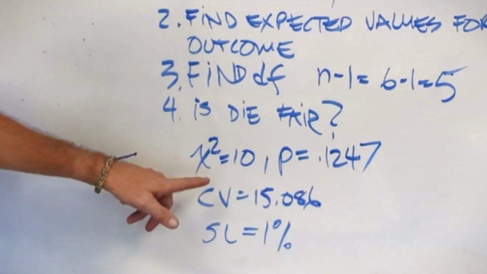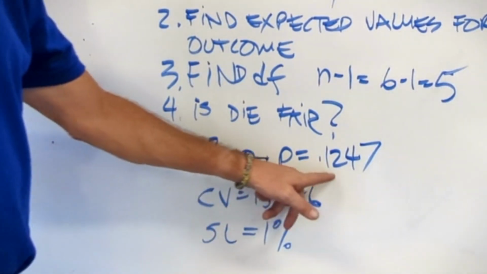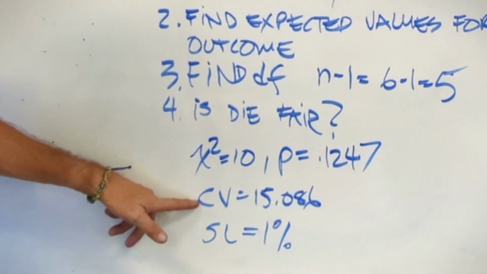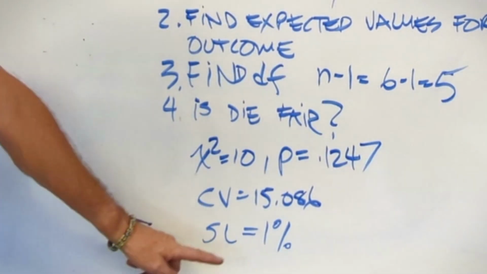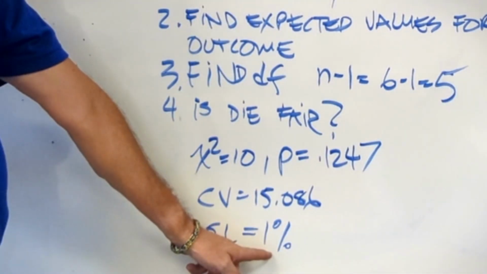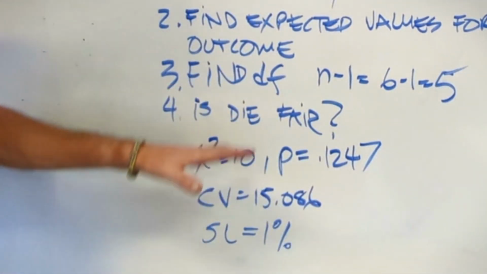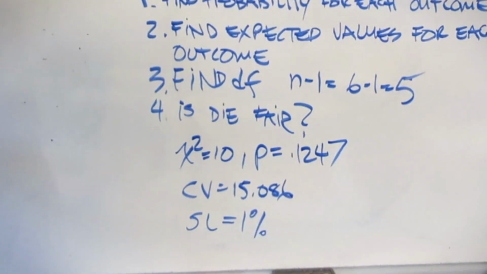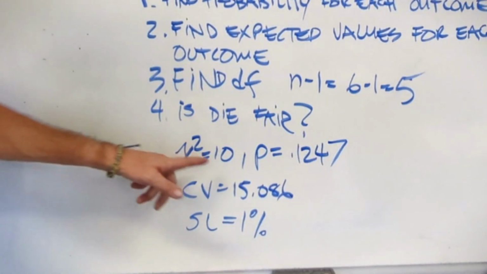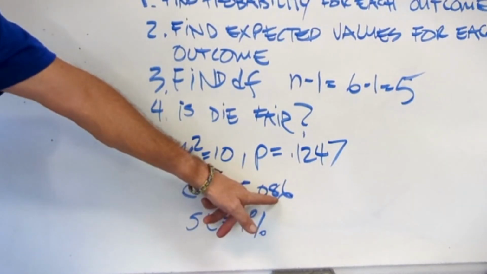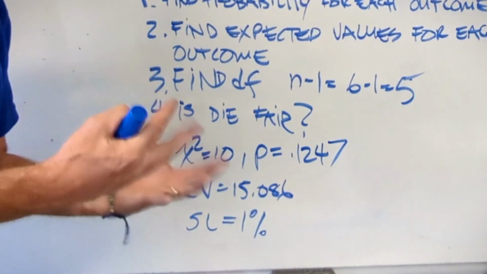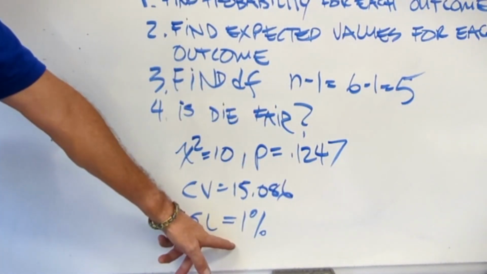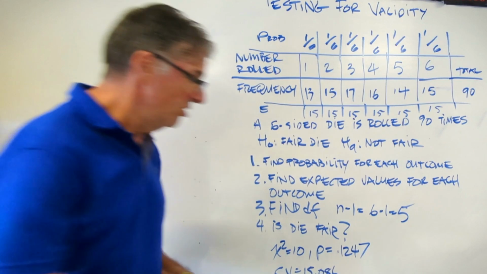Okay, here's what I get. Chi-square 10, p-value of 0.1247. Okay, so now we have to analyze that. The problem is going to give us a critical value of 15.086, and it gives us a significance level of 1%. So now pause the video, analyze these numbers, and tell me whether you can accept or reject H0. Accept H0. The chi-square does not exceed the critical value, so we can accept H0. Similarly, the p-value is greater than the significance level, so again, that says accept H0.